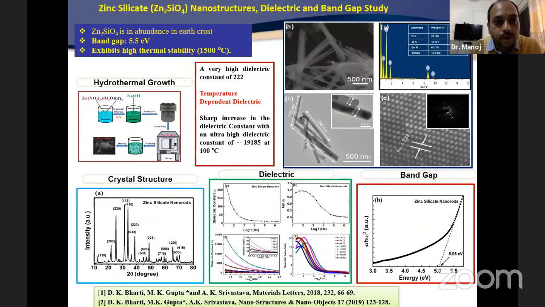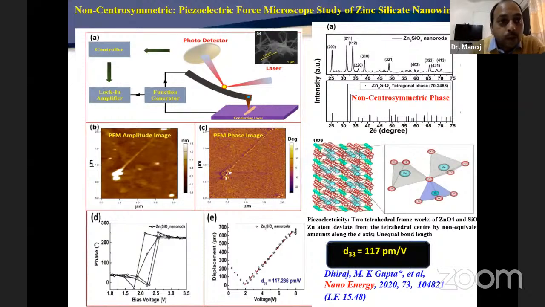Similarly, we have also further improved the output performance of the devices by choosing a different material called zinc silicate nanowires. And these are randomly aligned nanostructures, which we converted into flexible and rollable devices using graphene. For the first time, we have shown that these nanostructures show non-centrosymmetric property by XRD. But since we needed to confirm it with a single nanowire, we did the PFM again for one nanowire, and we got a piezoelectric charge coefficient of about 117 picometer per volt, very high.